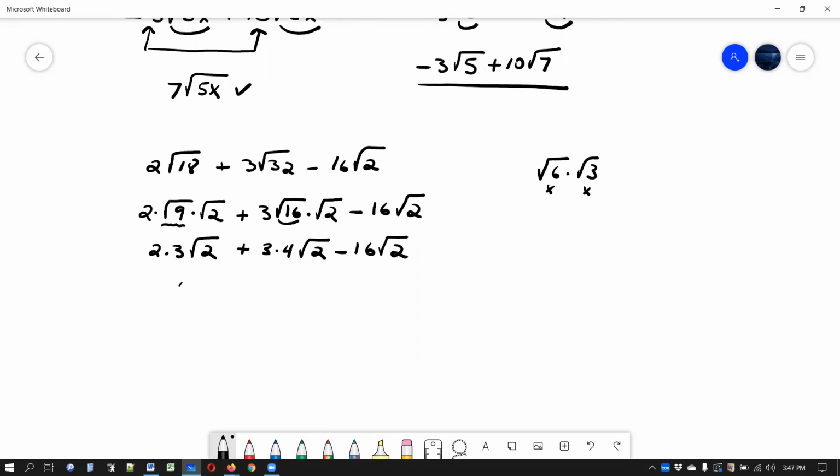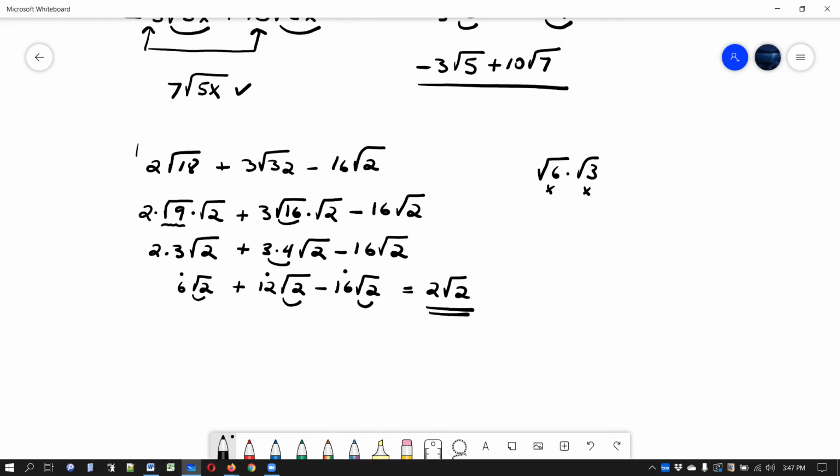Now we multiply these two. Multiply these two. And here is my 16 radical 2. And look now that this radical is the same as that, is the same as this. So now we do the operation on the coefficients. 6 plus 12, 18, minus 16, 2 radical 2.